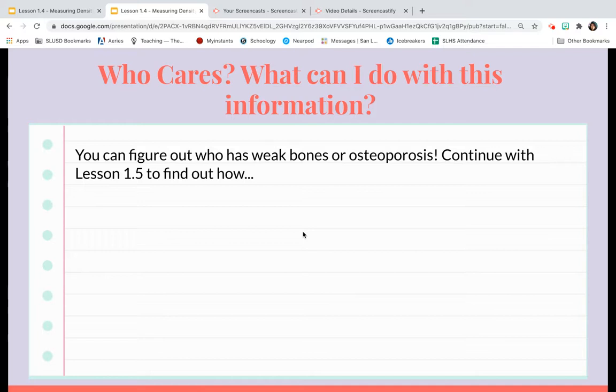Right. Finally, you can tell whether someone has osteoporosis or weak bones if you know their density. So that's the next lesson, and you can click on to lesson 1.5 now to complete that.